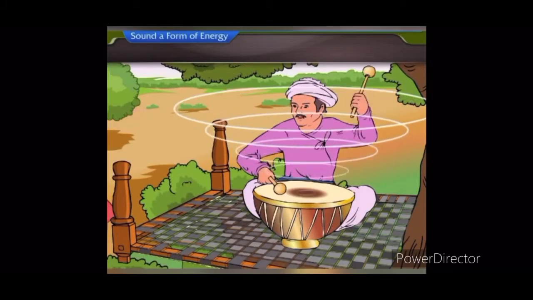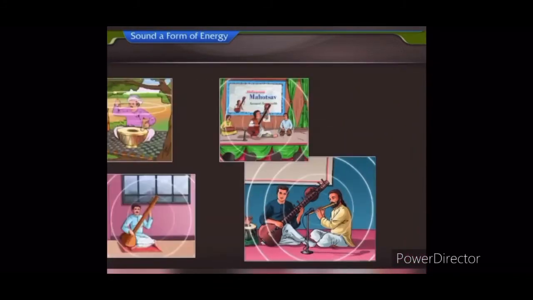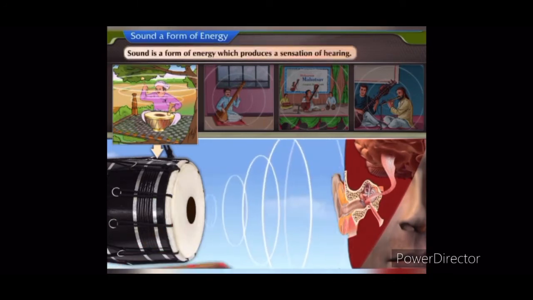We hear many different types of sounds, ranging from thumping of drums to a note emitted by a flute. When a drum membrane is thumped, it starts vibrating and a sound is produced. The sound reaches our ear and produces a sensation of hearing. Hence, we can define sound as a form of energy which produces a sensation of hearing.